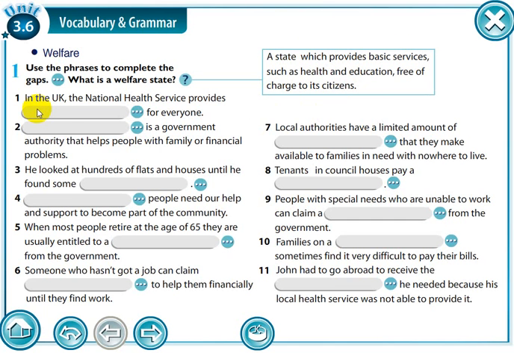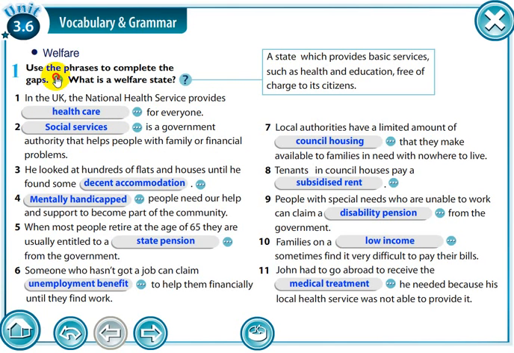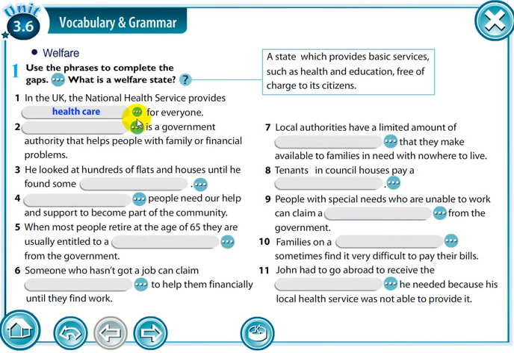Okay, let's complete this exercise. In the UK, the National Health Service provides health care for everyone. Okay, next is a government authority that helps people with family or financial problems. What is it? Social services. Social services is a government authority that helps people with family or financial problems.